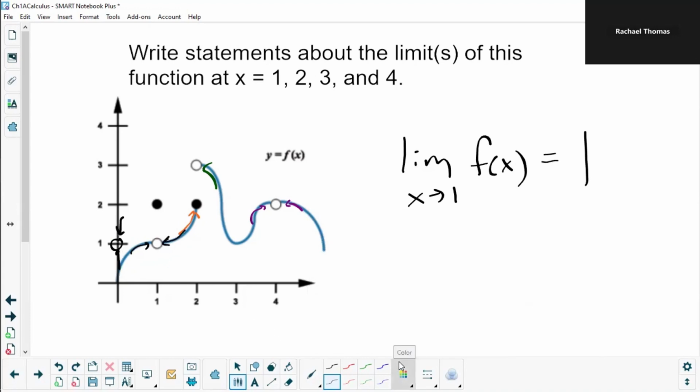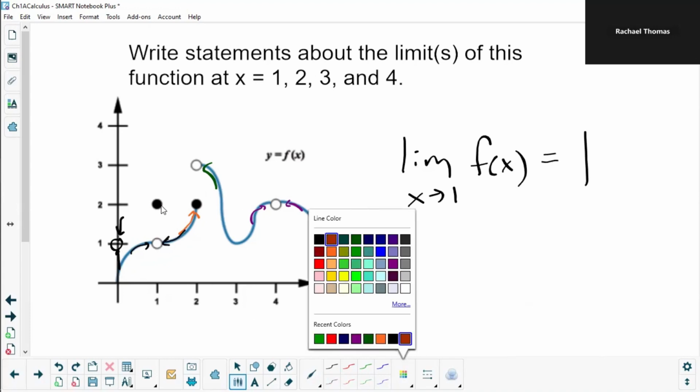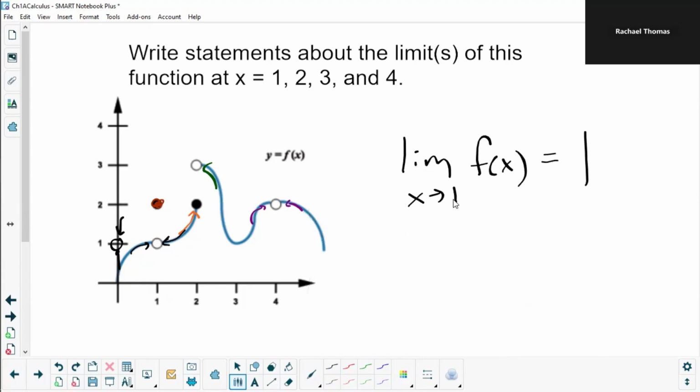But Mrs. Thomas, there's a dot right here. Oh, I'm aware. But when we're talking about the limit as x goes to 1, we really don't care about what's actually happening at 1. I'm going to ignore that entirely because I'm not asking about f of 1. That's what that would be. f of 1 is 2. That is an accurate statement. But as I get close to 1 from the right and close to 1 from the left, ignoring what's happening exactly right there, the y values that are approached are 1 and not 2.